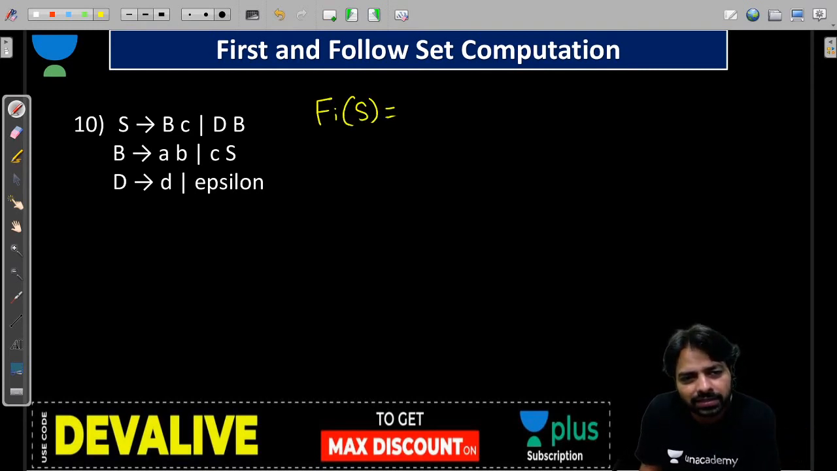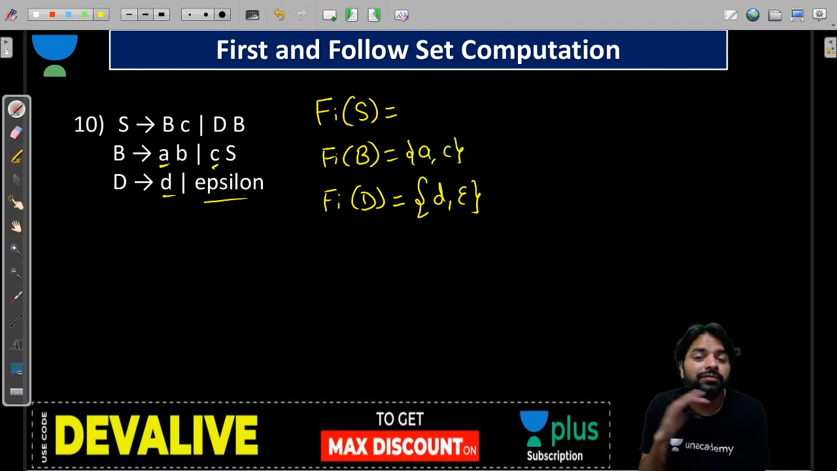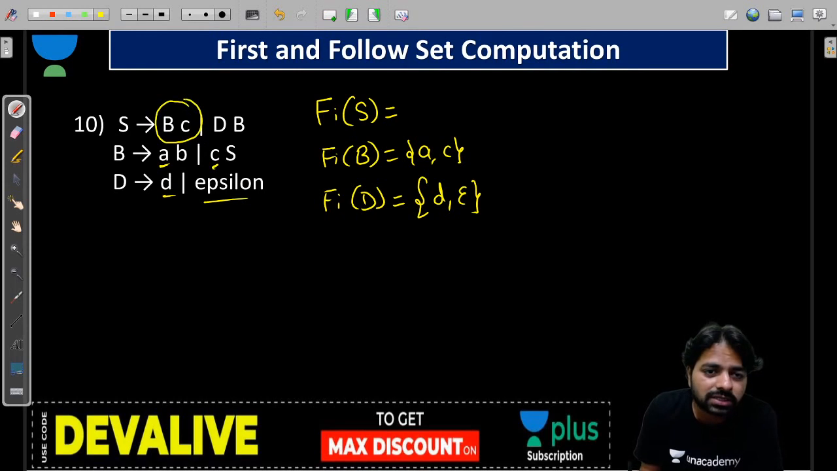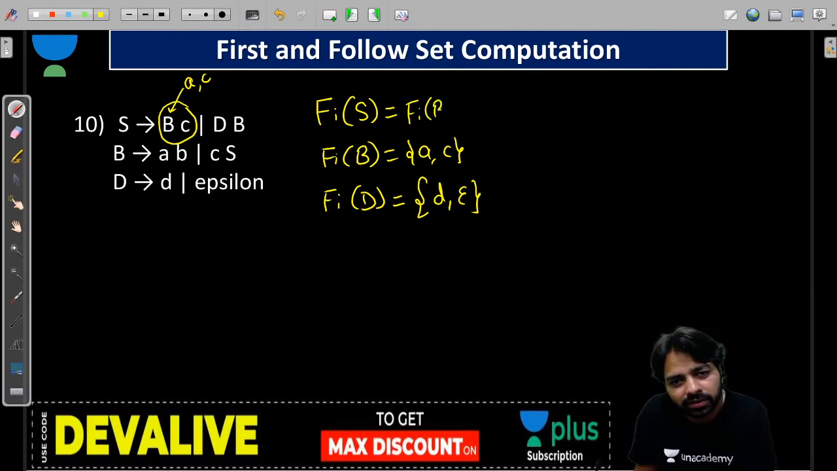First of S, first of B, and first of D. First of D is so easy: D, comma, epsilon. First of capital B is so easy again: A, comma, C. But first of S depends on this and this, and we have a bar here. Now look at capital B: it always gives either A or C as a first. So definitely you have to believe it is a first of B.